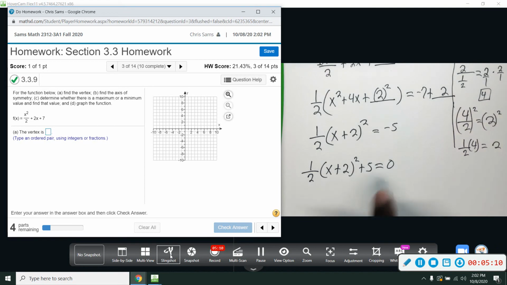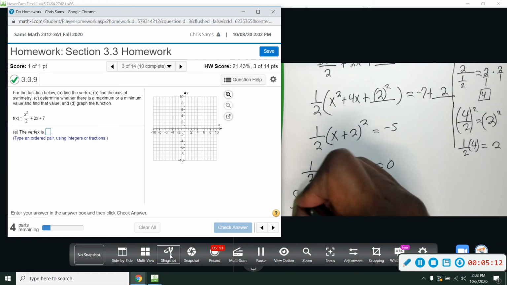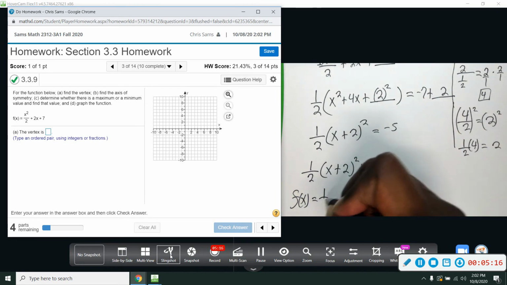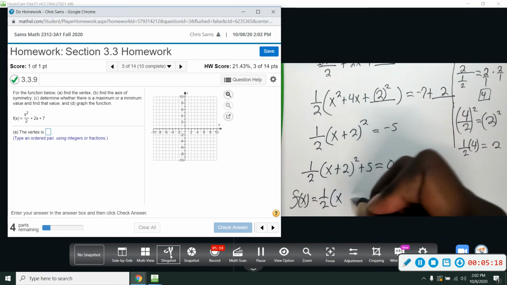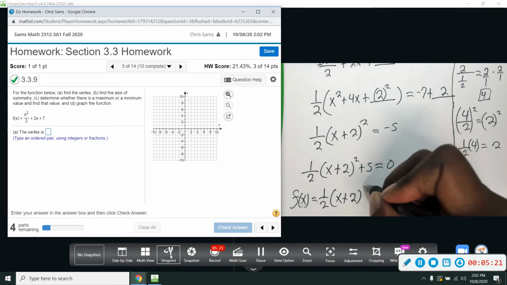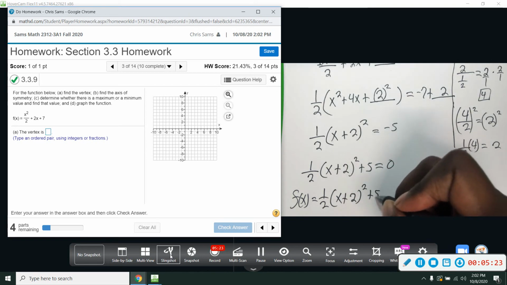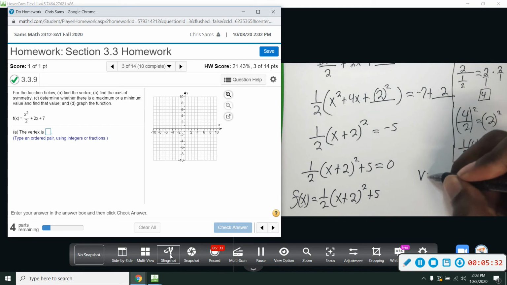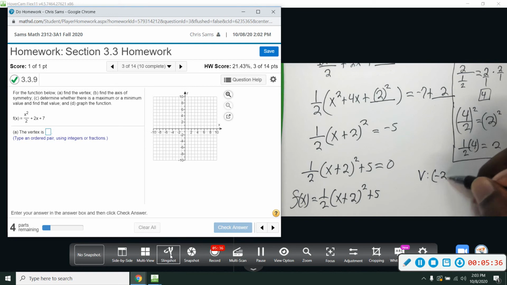And then now that I can just replace this. So your function in vertex form is 1/2 (x + 2) squared plus 5, and this is in vertex form. Alright, so now let's answer all of those questions. We want to find the vertex. So V for vertex, opposite of the x value, -2. Same y value from outside, 5.